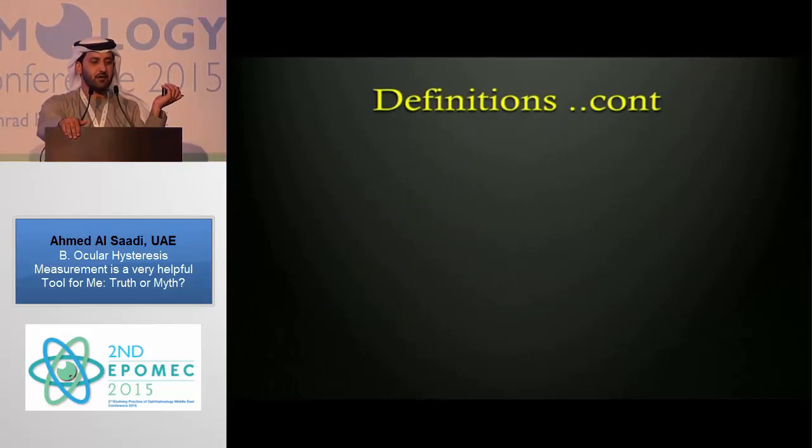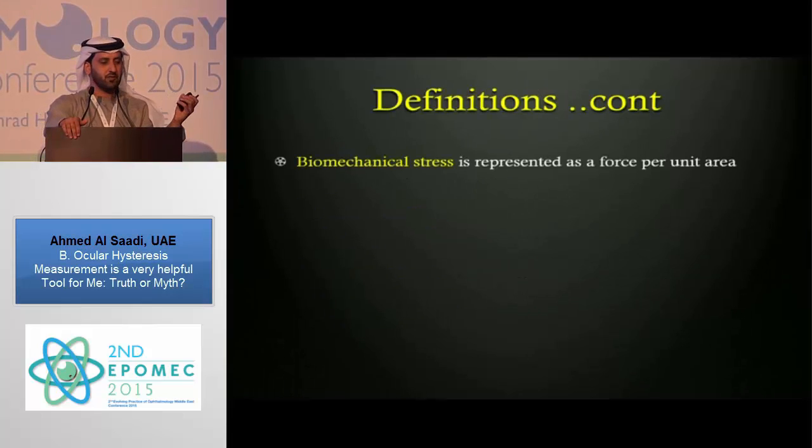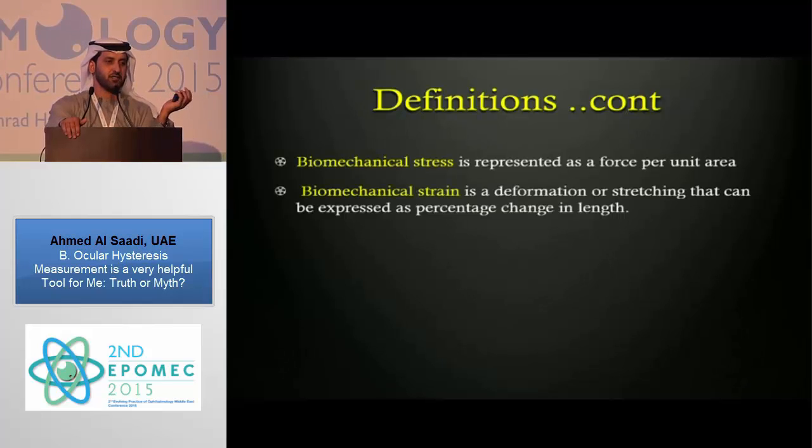So I'll continue defining those. Biomechanical stress is the force you apply on a unit area. Any given unit area is biomechanical stress. And then the biomechanical strain. When you apply the stress, meaning when you apply the force on the cornea, you'll induce a strain on that tissue. So here, keep up with my animations.